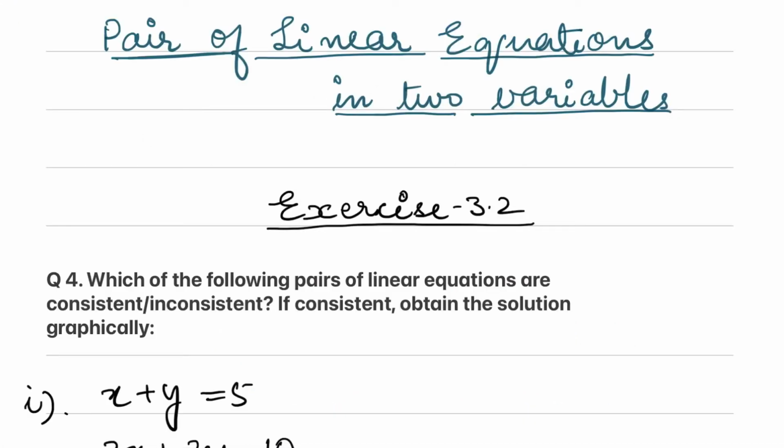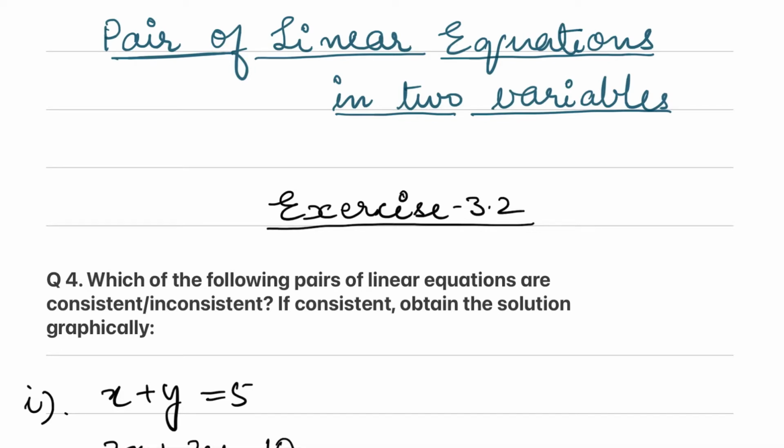Hello guys, so we have finished the first 3 questions of exercise 3.2 in our previous videos, and we are continuing with the chapter of pair of linear equations in 2 variables. We have to move to question number 4. It says, which of the following pairs of linear equations are consistent or inconsistent? And if consistent, we have to obtain the solution graphically.